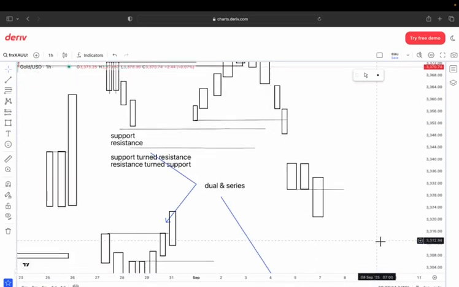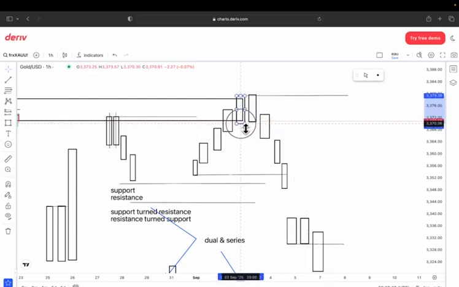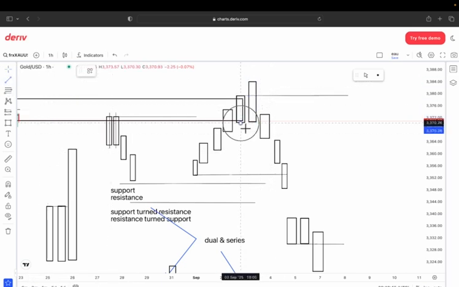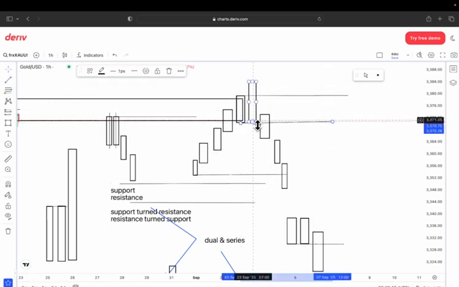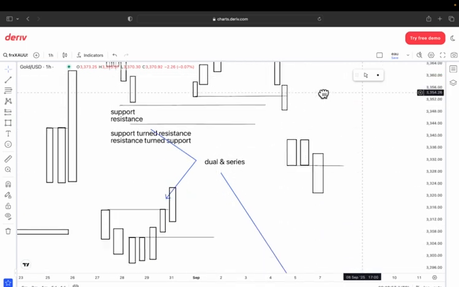Then for series, the same thing. It's just too many candles. For example, if you want to make this one series, price just has to take it out. You're supposed to buy from here, but then what happened? Price flipped it, and then what? Was selling. Simple as that.